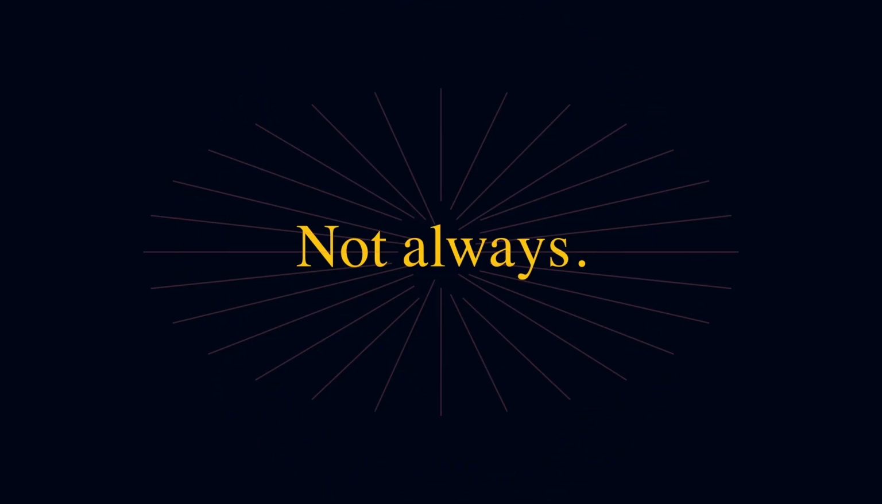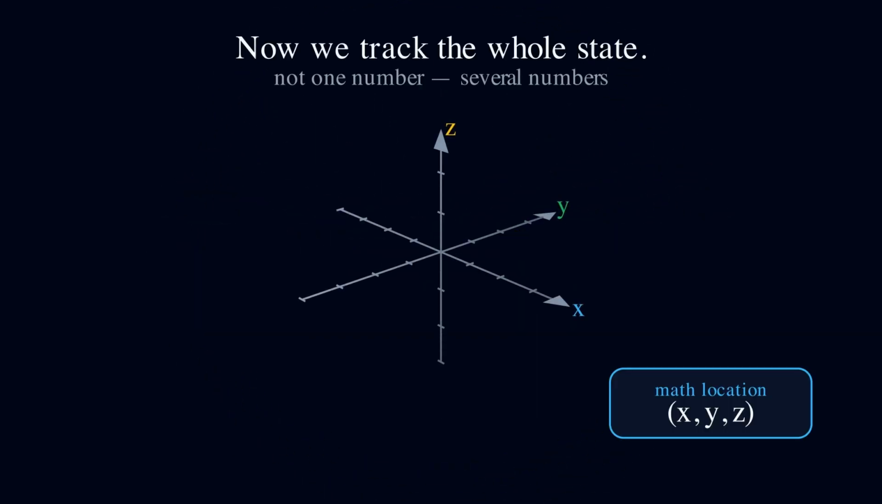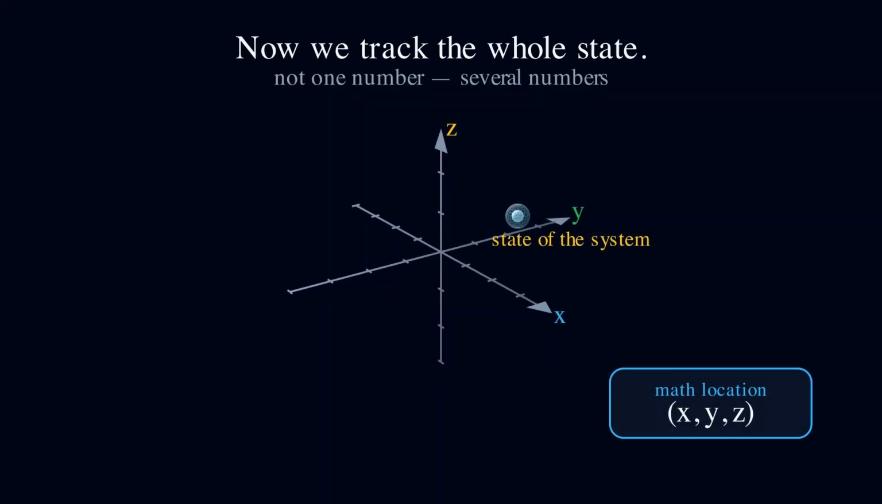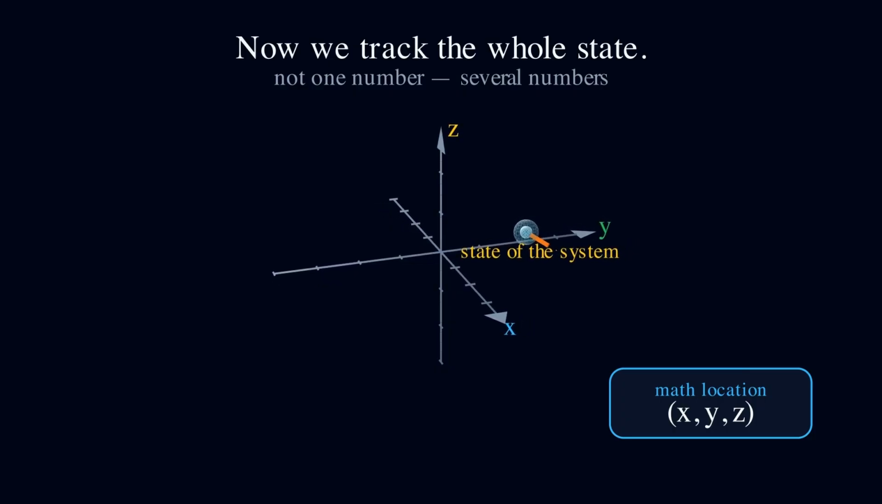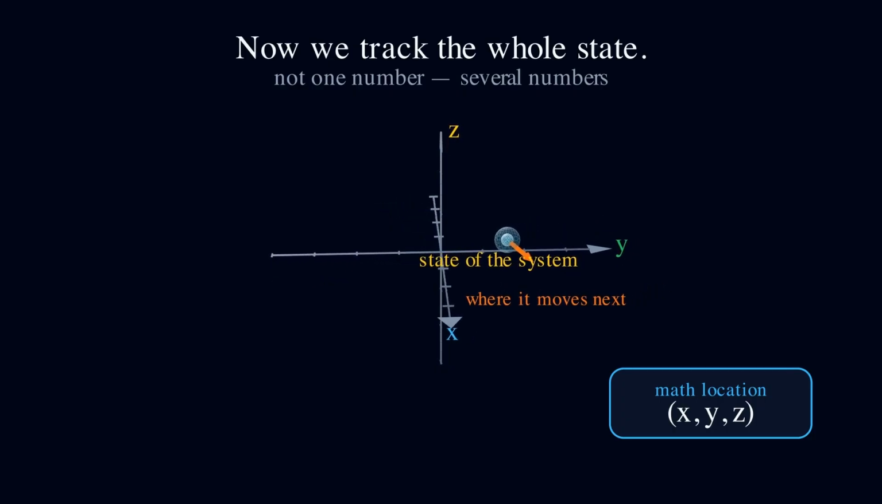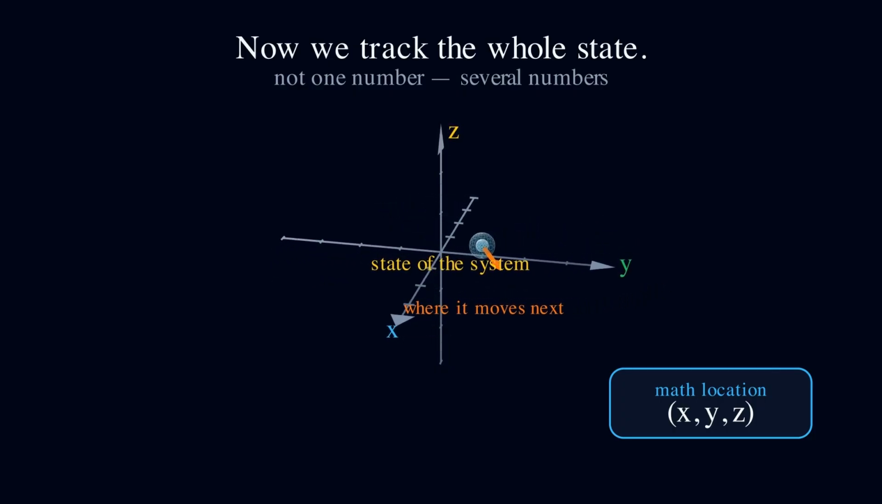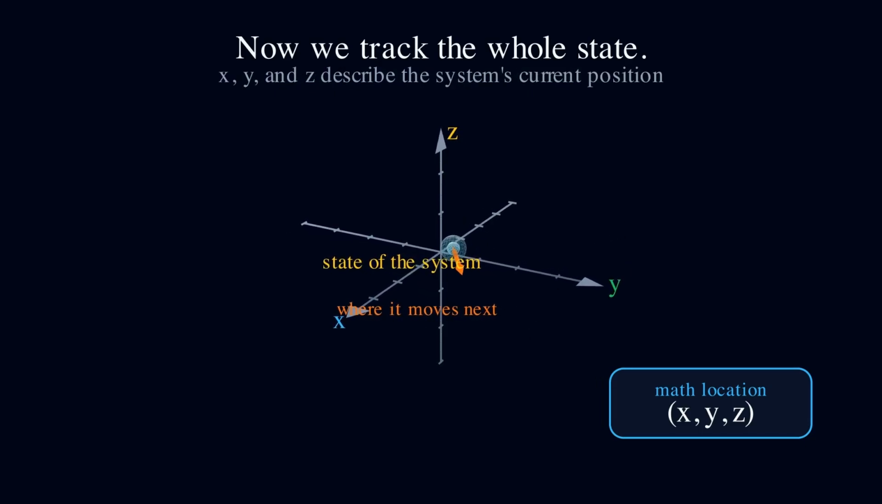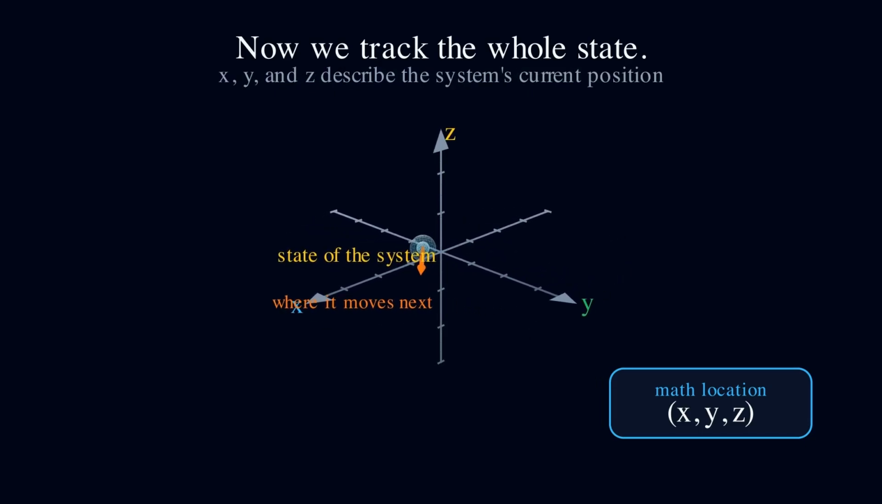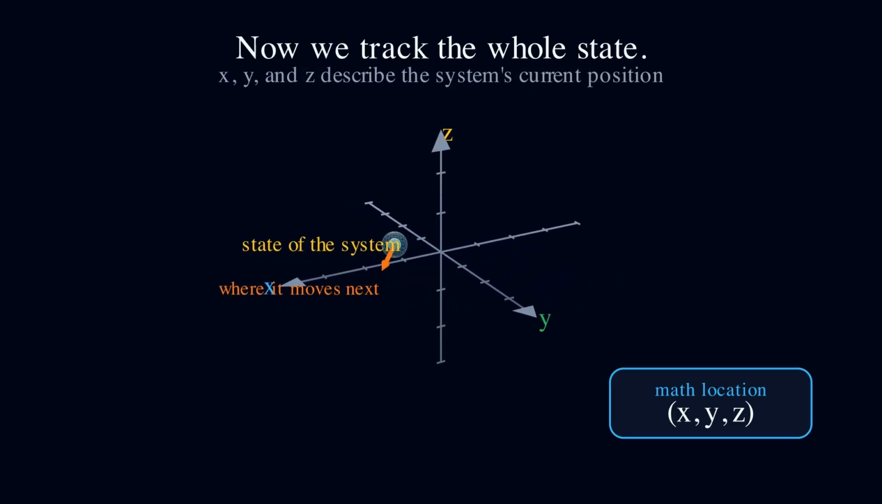For the butterfly effect, we are not just tracking one number anymore. We are tracking a whole state of numbers. Think of a system described by three numbers. Let's represent them as X, Y, and Z. Those numbers could represent parts of a weather model, or more generally, the state of something changing over time.